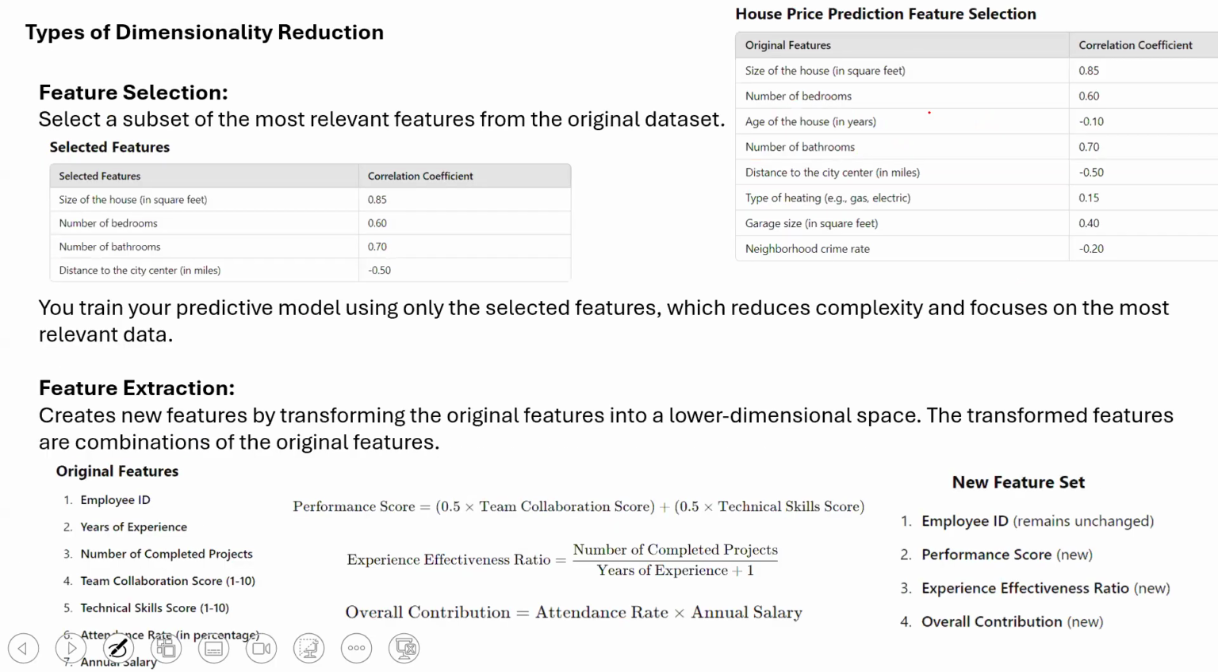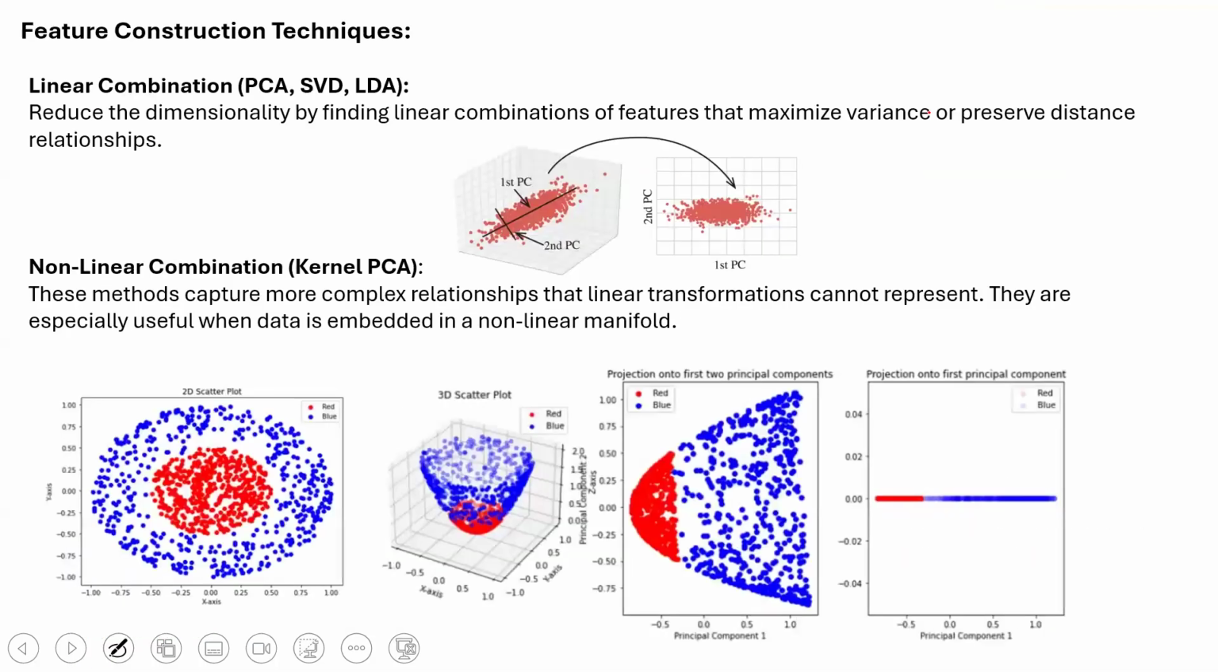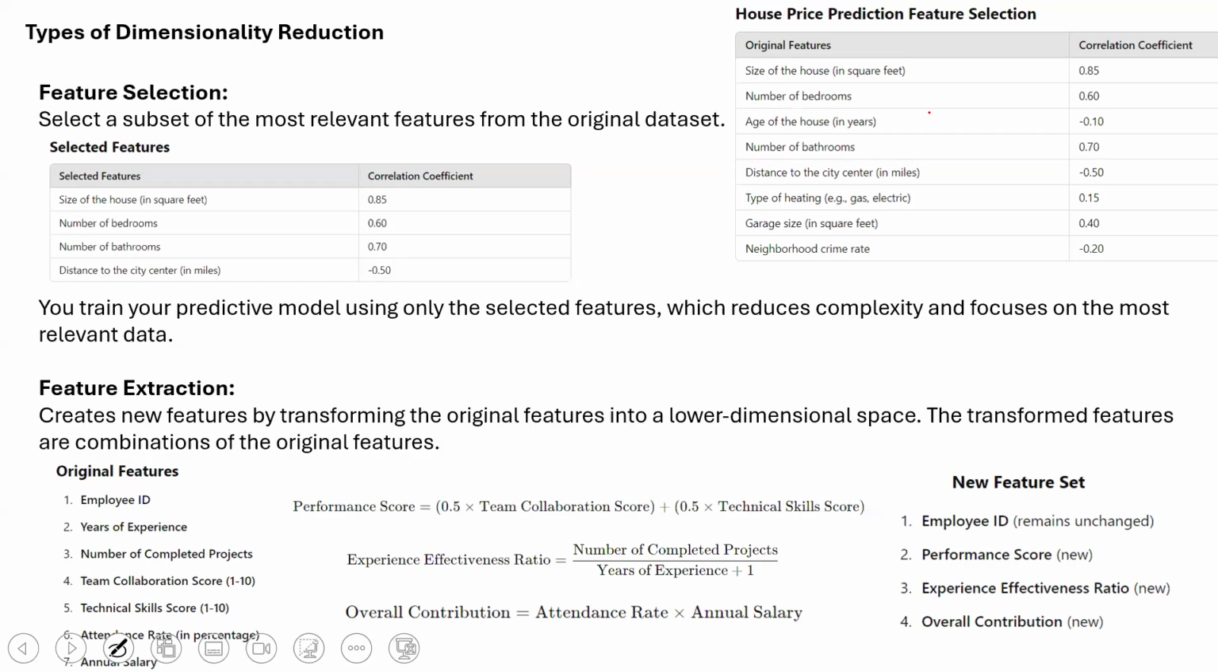And now you have to understand what is dimensionality reduction. Dimensionality reduction is what you already have seen. Now you have to understand what are the types of dimensionality reduction. Okay, there are 2 types of dimensionality reduction. One is feature selection.